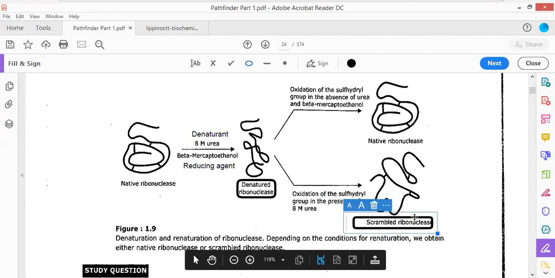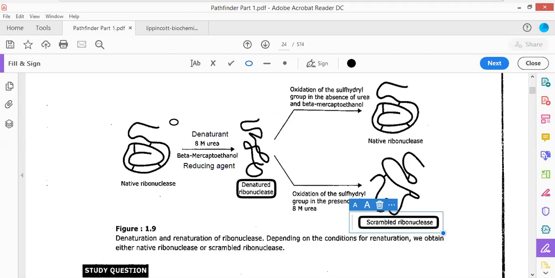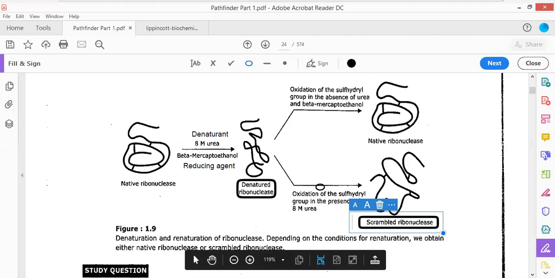What this experiment is trying to tell is whether a protein which has been denatured can renature itself. Ek protein jo denature ho chuki hai, kya wo renature ho sakti hai? Yes, it could be renatured. It's very simple. But if a protein has been denatured in the presence of a denaturing agent, can it renature? No, it can't.